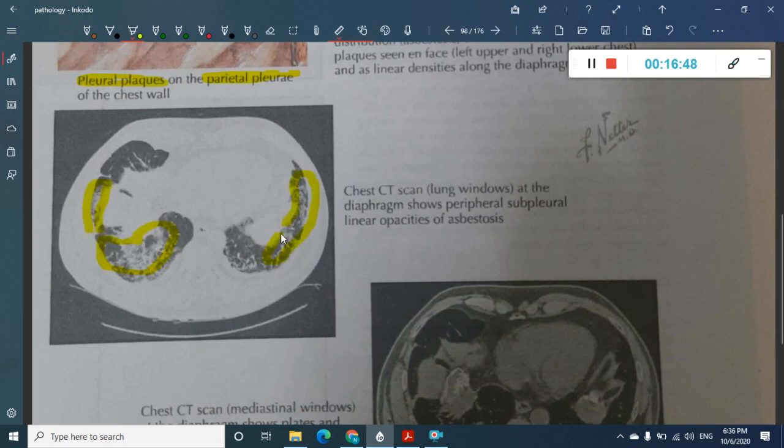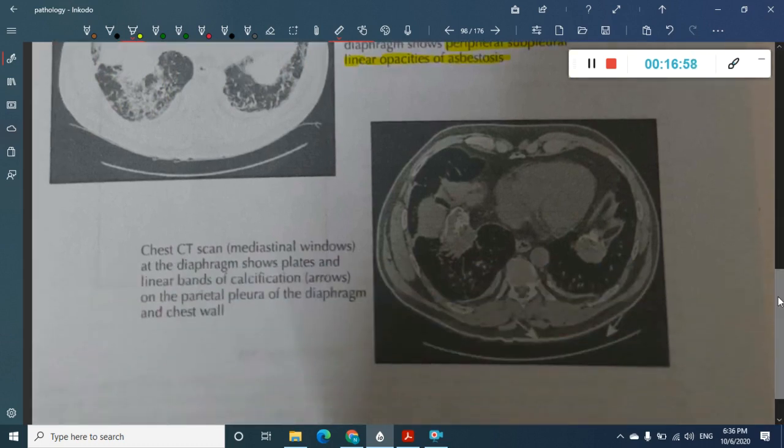Okay, all these opacities are actually due to asbestosis. It's difficult to distinguish all these features, but based on the history and the given information you can correlate it. So this is the chest CT again. Here you can see these calcifications, and also remember, you can see all these. Okay, so these are the calcifications which you see.